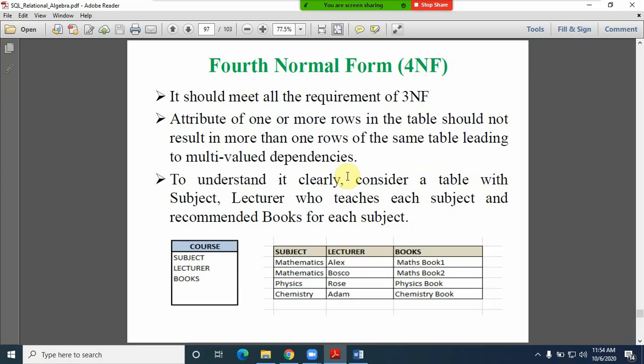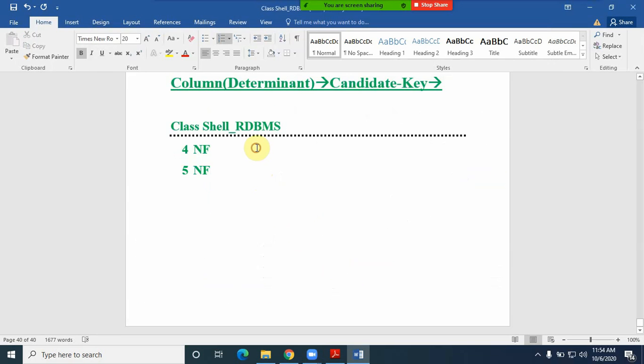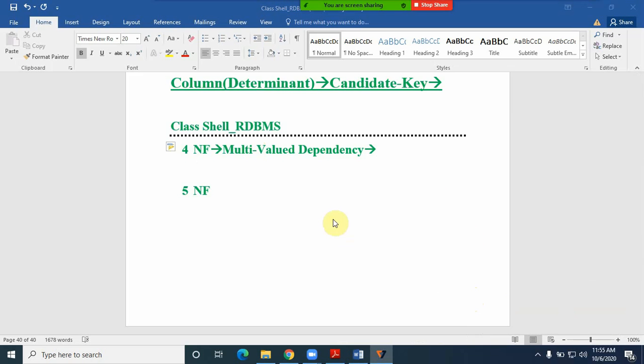Observe here, friends, it's not multi-valued attributes, it's multi-valued dependency. The reason is, let me give an example. Multi-valued dependency means, suppose I am taking the appropriate record. Okay, one minute, friends, it is asking for a system restart. One minute.